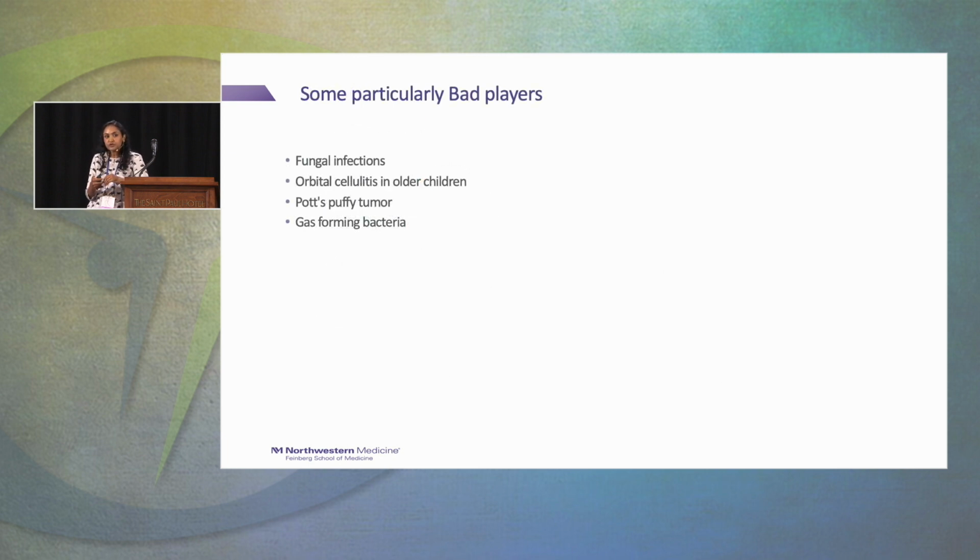So those are some of the more classic ones. Now, some particularly insidious players can look sort of innocuous initially, but then progress very rapidly. One is mucormycosis, a fungus.